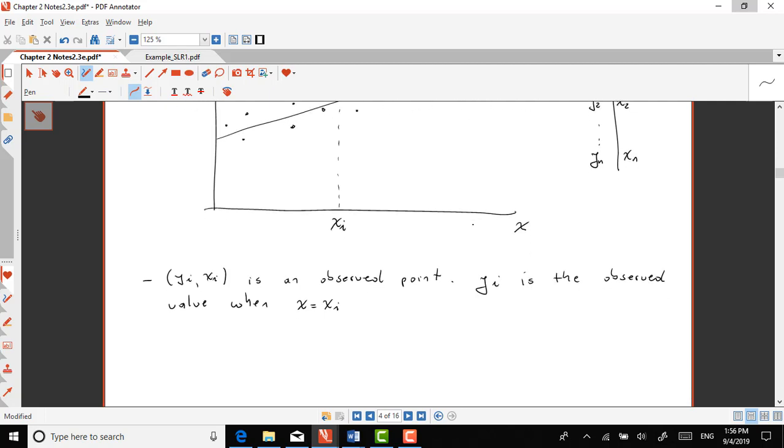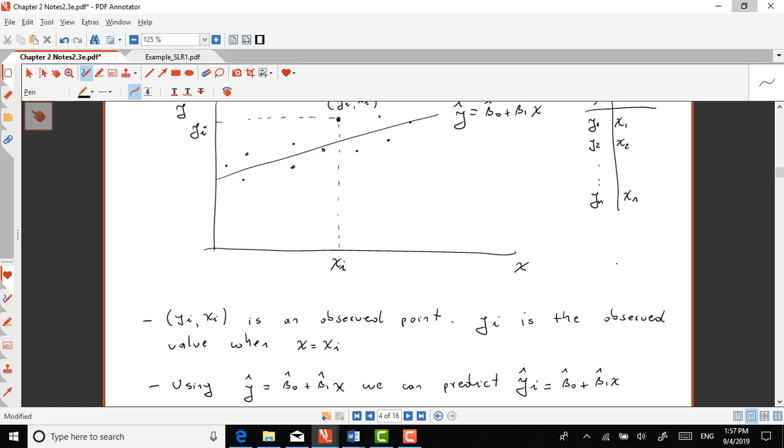Okay, so now what we're saying is that using our sample line, we can predict yi hat. So that's going to be equal to beta naught hat plus beta 1 hat x. And of course, that predicted value is going to be here. It has to be in the line. Okay, so that's going to be our yi hat.